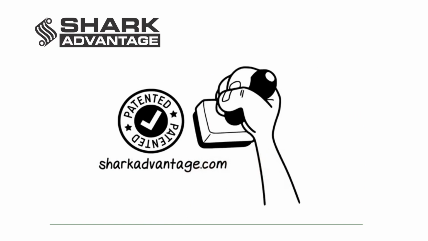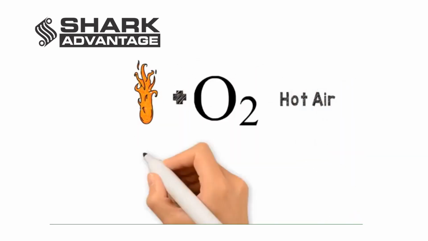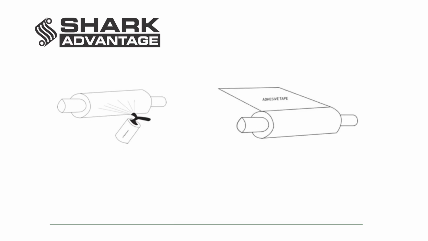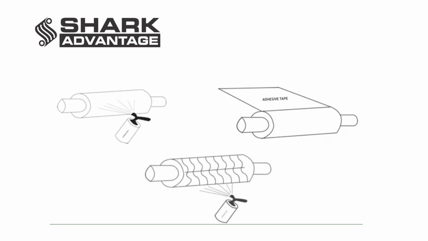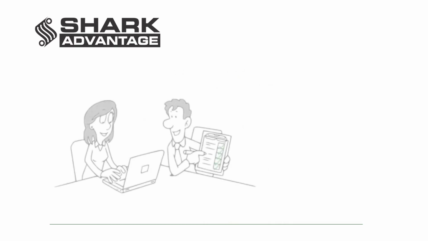You can use the following techniques for curing when you have the Shark Advantage. For example, hot air, IR light, or UV light. Now let me show you how to apply the Shark Advantage on idlers. Number 1, first clean the idler. Number 2, next, apply an adhesive to the idler roll such as double-sided tape on the cylinder. Number 3, finally, carefully stick the Shark Advantage on the cylinder and repeat the process for all idlers.